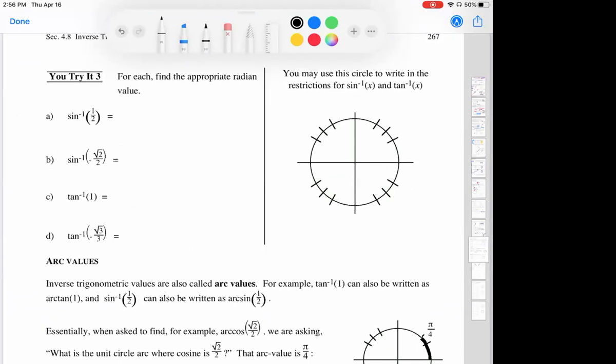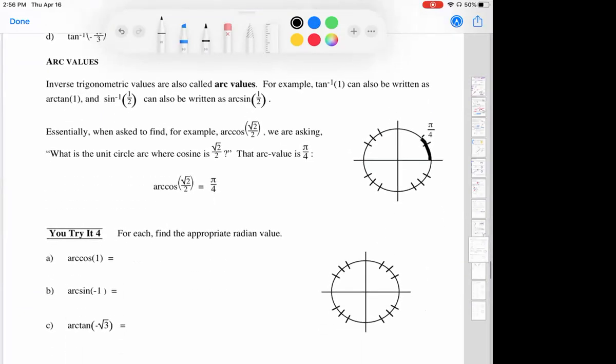All right, moving forward, arc values. We can write the same argument using a different wording, and this is arc values. Inverse trig functions are also called arc values. For example, tangent inverse of 1 can also be written as arc tangent of 1. Sine inverse of 1/2 can also be written as arc sine of 1/2.